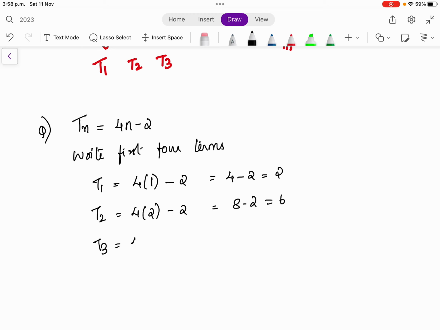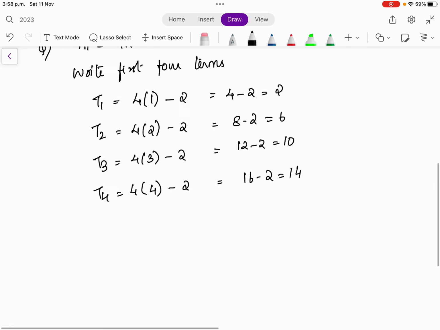T3 is equal to 4 times 3 minus 2, which is 12 minus 2, which is equal to 10. And T4 is equal to 4 times 4 minus 2, which is 16 minus 2, which is equal to 14. So the terms are 2, 6, 10 and 14.